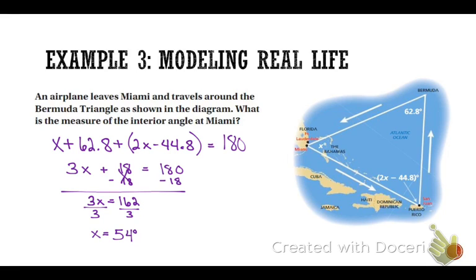But is that what it was asking me to answer? X is 54 and it wants me to know Miami, and Miami is only x. Now, if it had asked me for Puerto Rico, would I be done? No, because I'd have to multiply by 2 and subtract. But because it asked me for Miami, I'm done. So you don't have to go back and do all 3 because it only asked for Miami. All right, that's going to be everything you need to know for triangles.